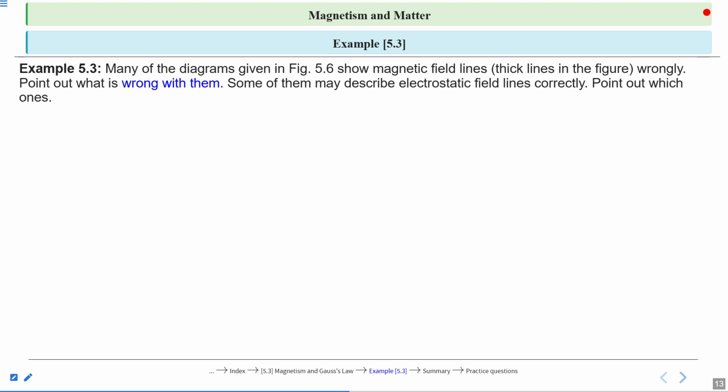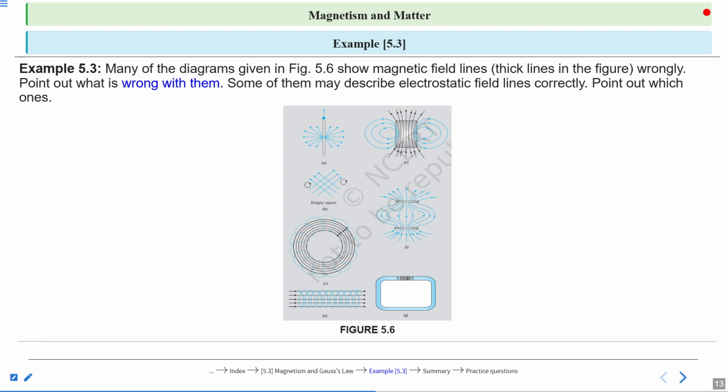Point out which ones. So this is the diagram: A, B, C, D, E, F, G. Seven diagrams are there, seven patterns of magnetic fields. You have to determine whether the magnetic field line pattern is correct for the given configuration or not, or whether it is correct for an electrostatic field. Got it? So let's do the solution.